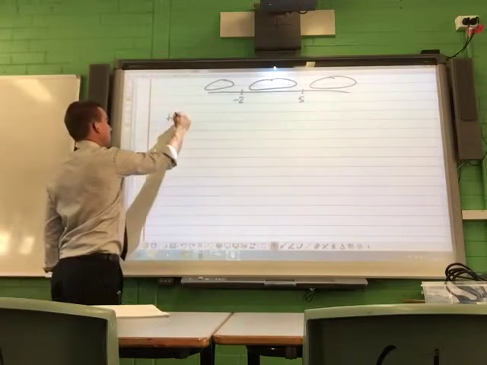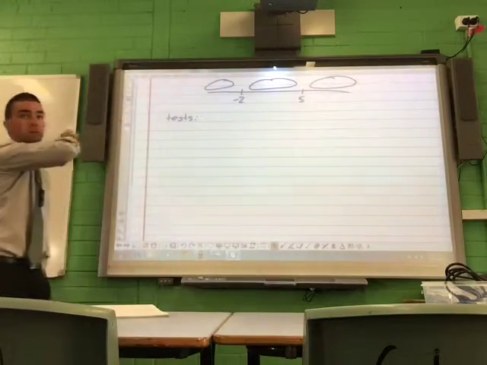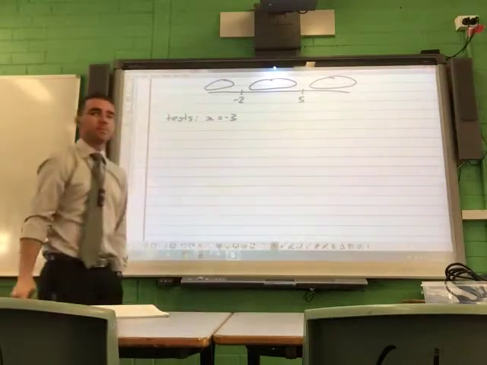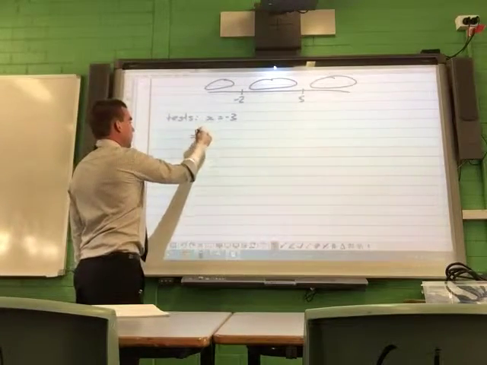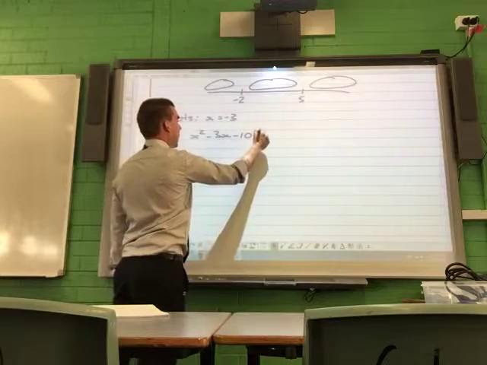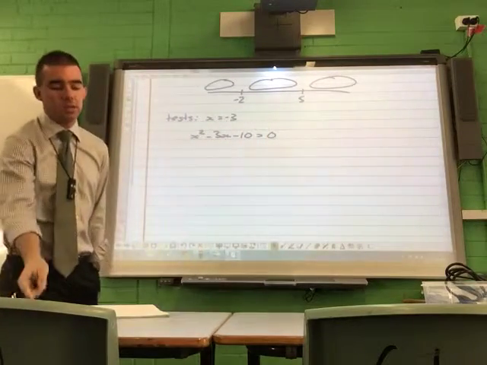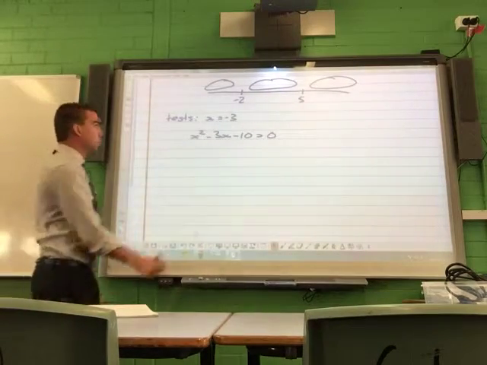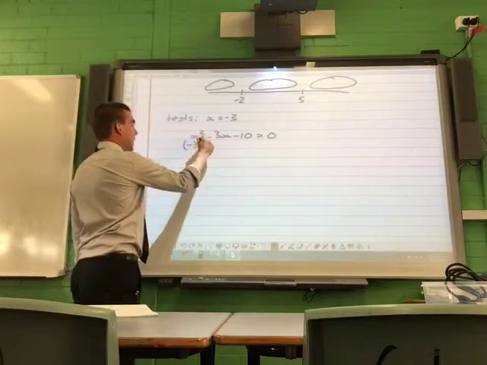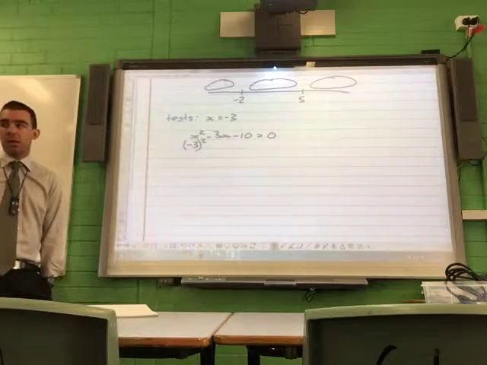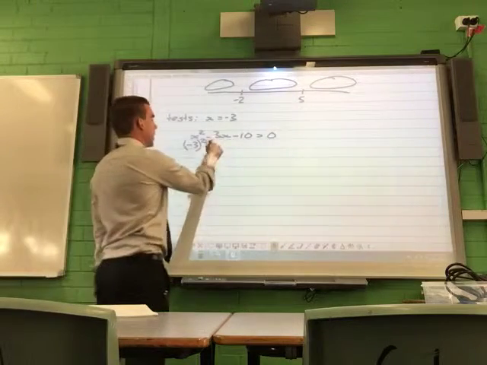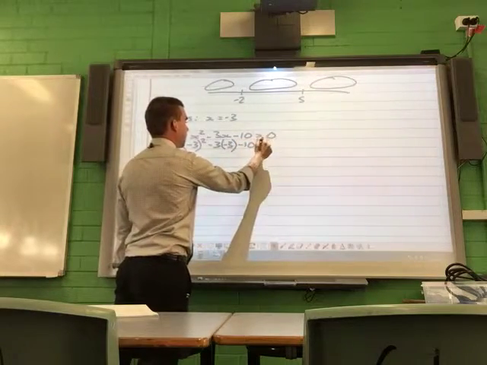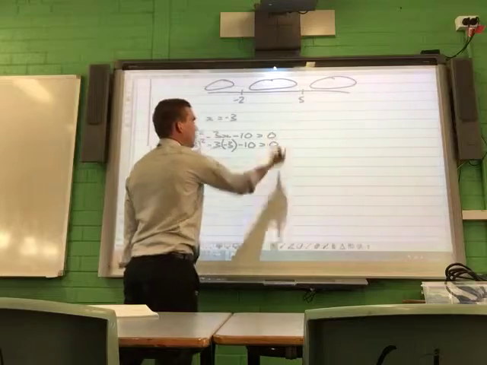Alright, so let's test. What's a number less than -2? Let's say x equals -3. The question was x squared take away 3x take away 10, which was greater than 0. So now you need to substitute in for x and show whether that inequality is true or not. Don't forget your bracket, particularly with negatives, because you need -3 all squared. You need a positive 9 there. Take away 3 lots of -3. Take away 10. And we want to see if it's greater than 0.